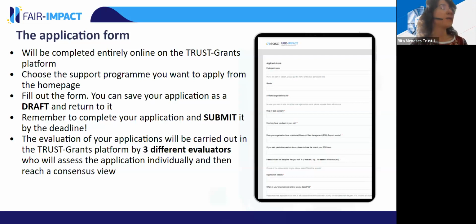And another question you may have, how I'm going to be evaluated. So you will be evaluated by 3 different evaluators which are part of the Fair Impact Consortium. And the thing is, these evaluators, the 3 ones, will not, let's say, check how the other peer is evaluating your application. So these will be totally independent. Each one of them will do their own evaluation. And at the end, we will just bring together the 3 results and prepare an average and so on. And this is how this will work.